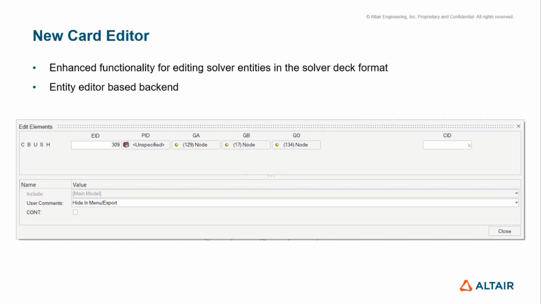The user can also leverage the new card editor, which is already available in ML, by right-clicking on the element type and then choosing card edit, which brings out the new editor-based card editor, which gives more flexibility compared to the legacy card editor.